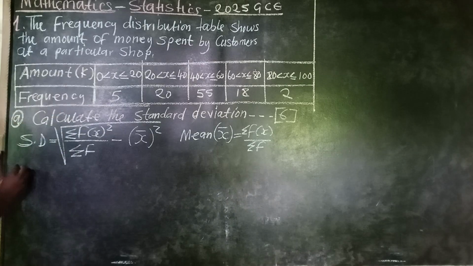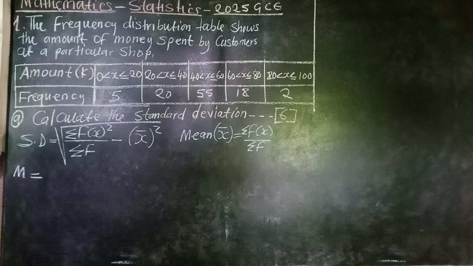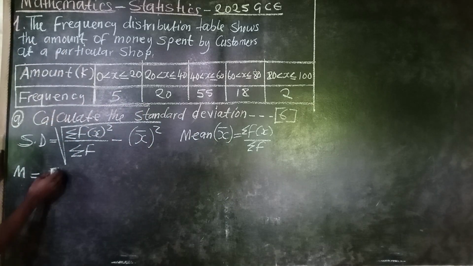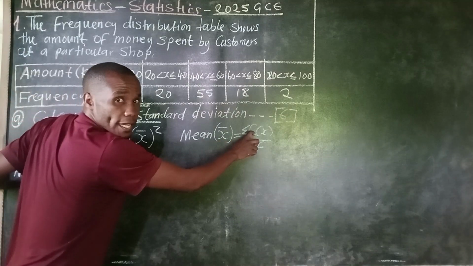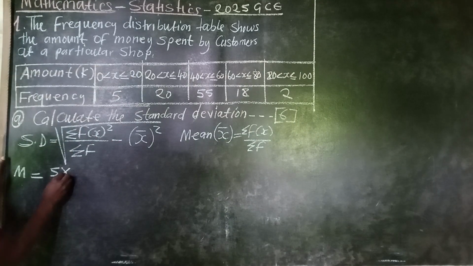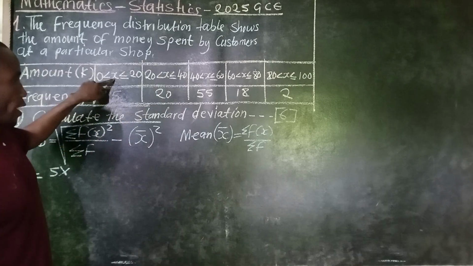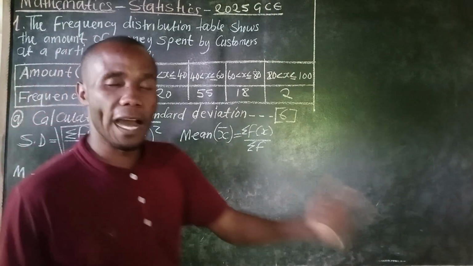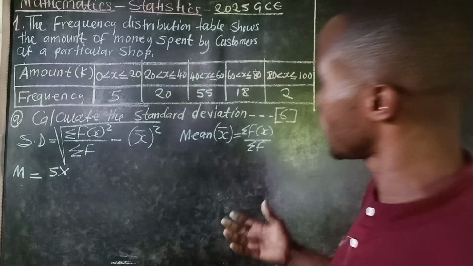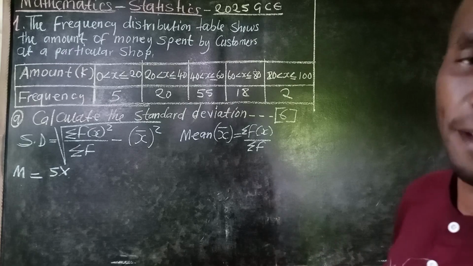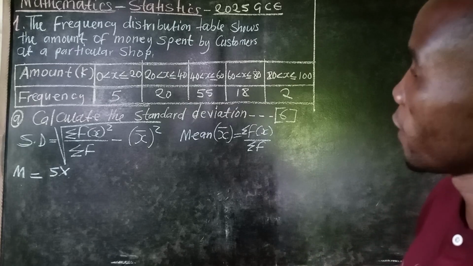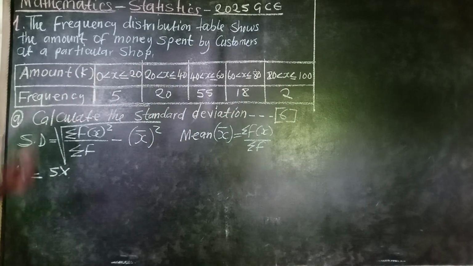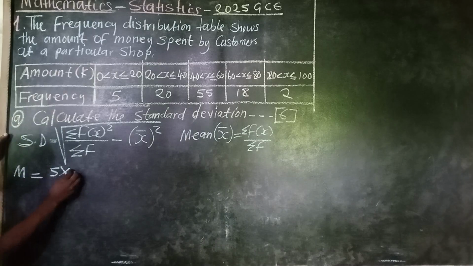So now, for us to find it, we are going to say mean is equal to f. We have 5 there, so we write 5. Then where there is a bracket, it means we are multiplying times the midpoint. So what is the midpoint on the first column there? How do we find the midpoint? You just add 0 plus 20, then you divide by 2. The answer that you are going to get is your midpoint. So 0 plus 20, the answer is 20. 20 divided by 2, the answer is going to be 10.